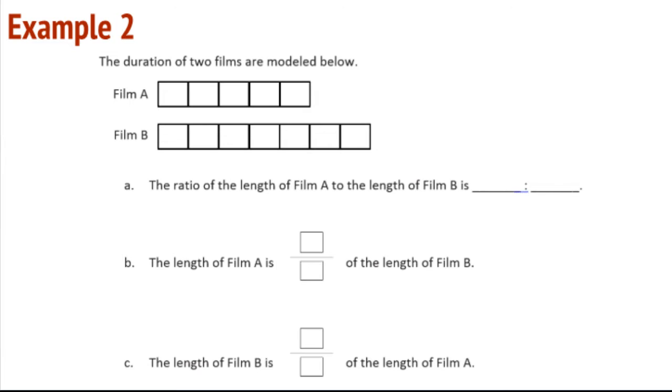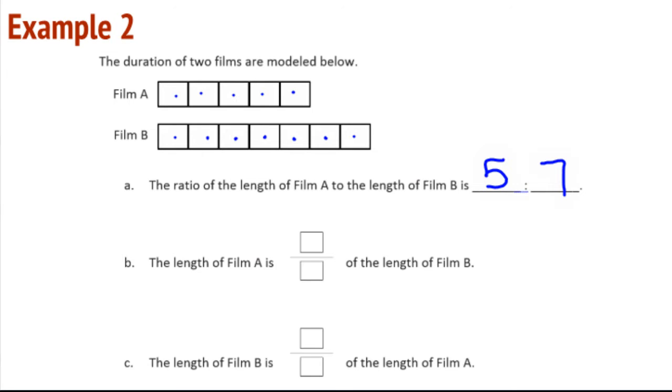All right, example 2. So we're going to look through some ratios here, connect it to some fractions, and start to think about values. The duration of 2 films are modeled below. So we have film A, we've got film B, and we've got some tasks we need to perform. And the first question is the ratio of the length of film A to the length of film B. So film A has 1, 2, 3, 4, 5 units, and film B has 1, 2, 3, 4, 5, 6, 7 units. There's our ratio of 5 to 7. Worked on this lots and lots.